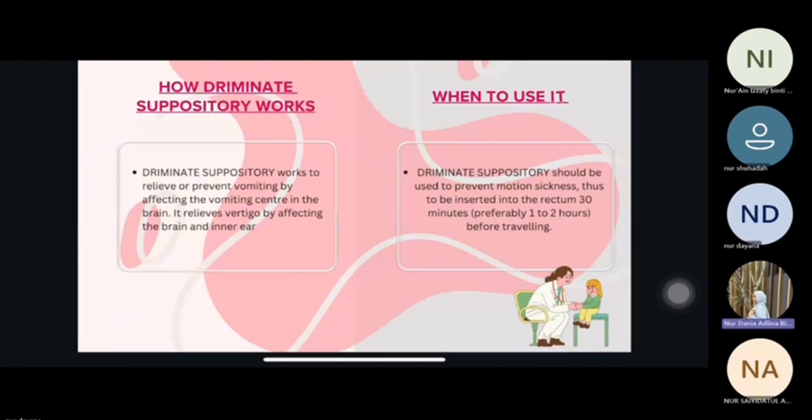Next is how Dreminate suppository works. Dreminate suppository works to relieve or prevent vomiting by affecting the vomiting center in the brain. It relieves vertigo by affecting the brain and inner ear. When to use it? Dreminate suppository should be used to prevent motion sickness, to be inserted into the rectum 30 minutes, preferably 1 to 2 hours before traveling.